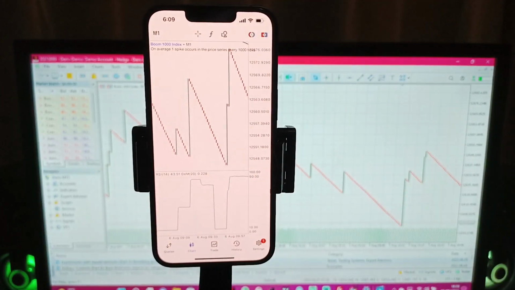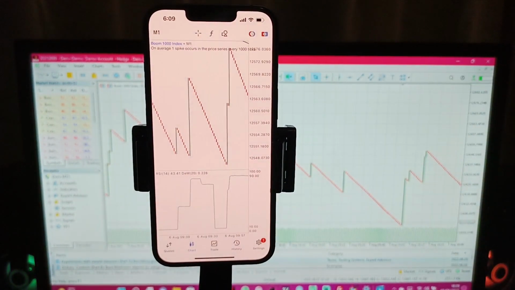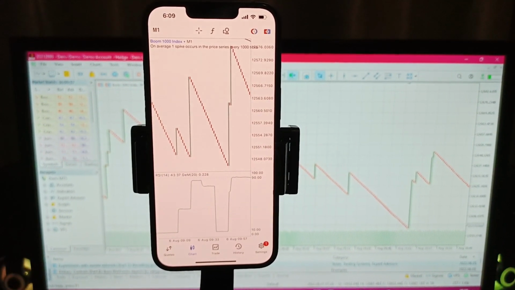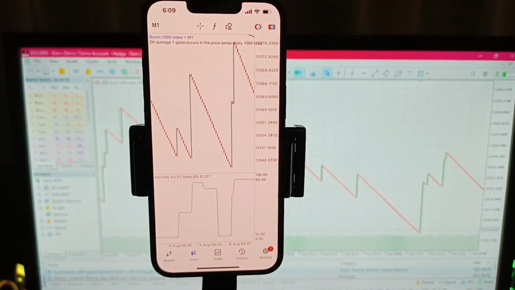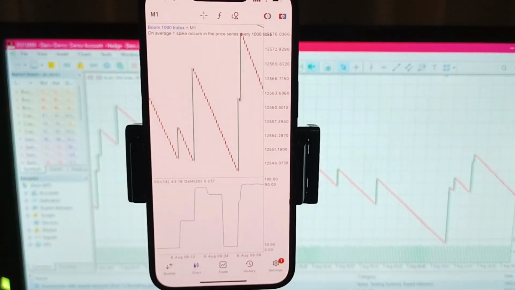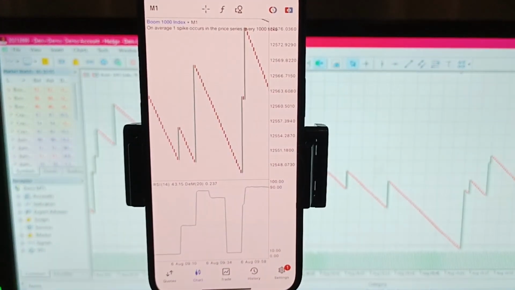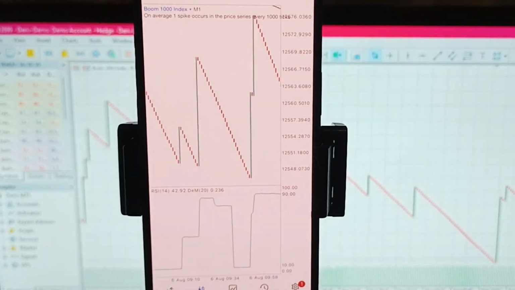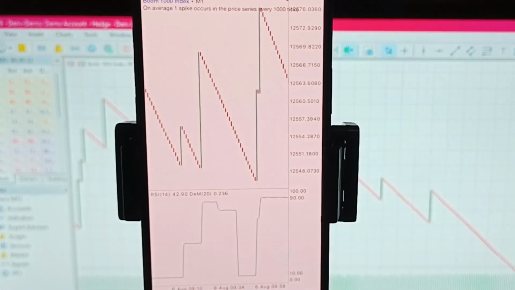Try it out and see how it works for you. You simply have to follow 3 conditions. First, make sure that the zoom level is correct, which is zooming in 3 times. Second, make sure that the moving average is on top, above the candles and above the spikes. Third, make sure that the DeMarker is between 90 and 100, and that's it.